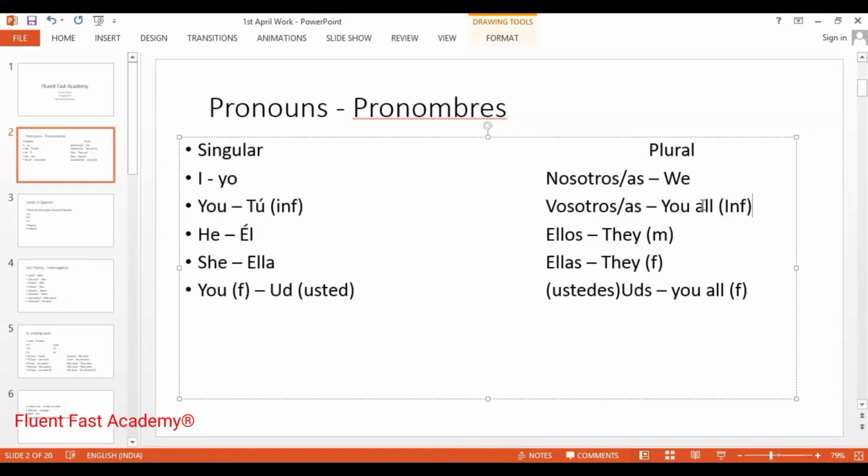Okay. So you all. Suppose you and your friend, maybe I'm talking to both of you. So I would say vosotras. Suppose you and your friend are female, the friend is also female. Vosotras, right? Or suppose you are a male and your friend is also male, then vosotros. Or if you are female and your friend is male, I would say vosotros only.